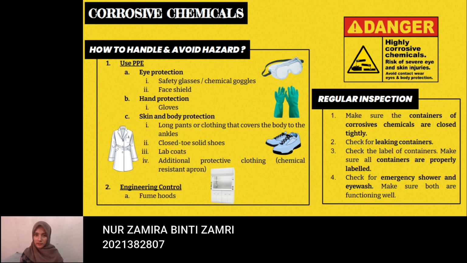Then, regular inspection. First, the person in charge needs to make sure that containers of corrosive chemicals are closed tightly. Second, he or she needs to check for leaking containers. Third, check the label of containers. Make sure all are properly labeled and can be read. Fourth, check for emergency shower and eye wash. Make sure both of them are functioning well.